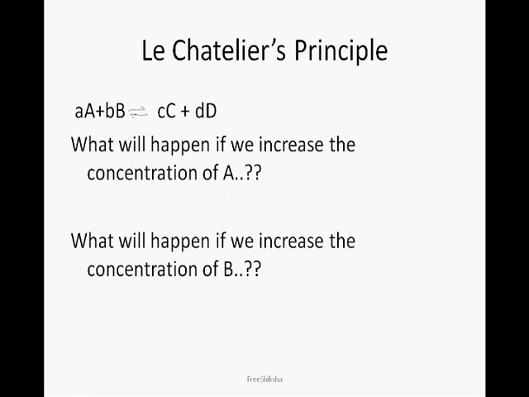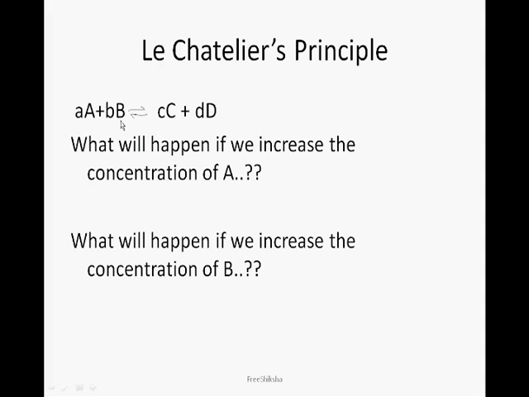Second question is, what will happen if we increase the concentration of B? A reaction is in equilibrium, and if we increase the concentration of any of the reactants, what is going to happen? If we increase the concentration of A, that means more A's are available to react with B's, and therefore the reaction will not be in equilibrium for some time because more reactions will start happening. More A is there, so it will react with the B present, because the availability of A has increased.